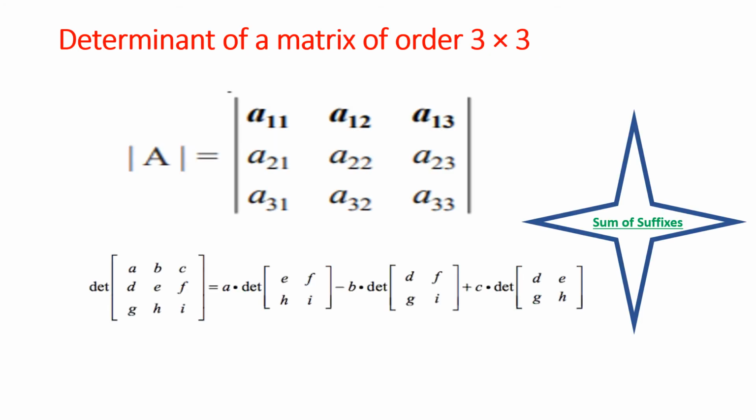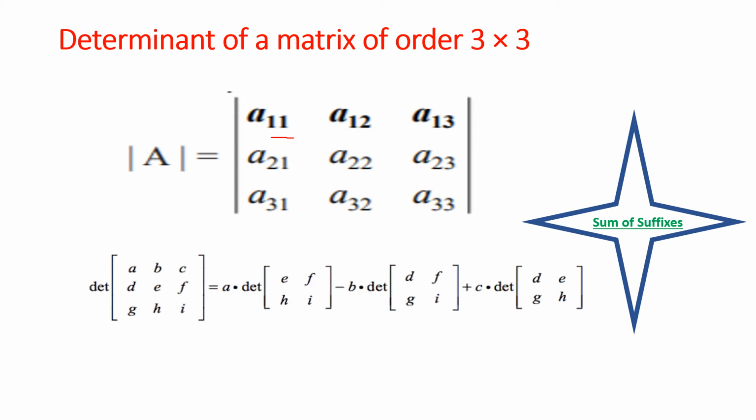Now let us try to understand the determinant of a matrix of order 3 cross 3. Here you have to follow one approach, which is the sum of suffixes. Sum of suffixes means that you take the sum of suffixes for the elements written in the determinant and check whether it is even or odd. Depending on that, you will put the sign of plus or minus.